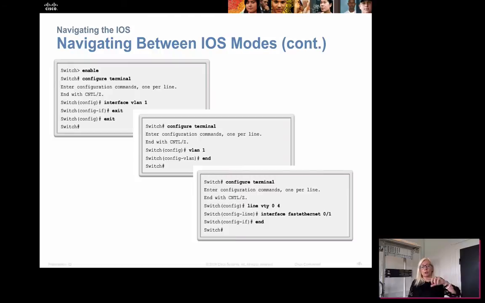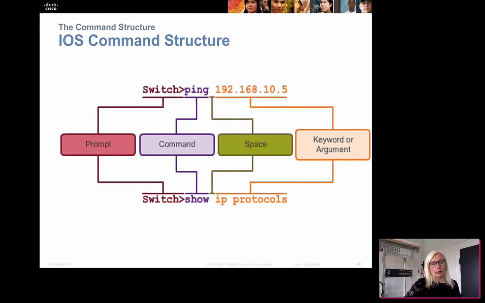So if you want to go back, just exit. You can also use the command end. Exit or end will get you back. When you're going to enter the commands, you can just put in the command itself. In this case here, it's ping, to send a ping request. And then you enter the keyword, which is the IP address you want to ping.